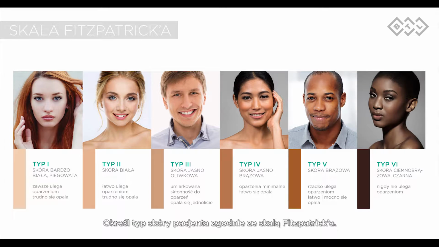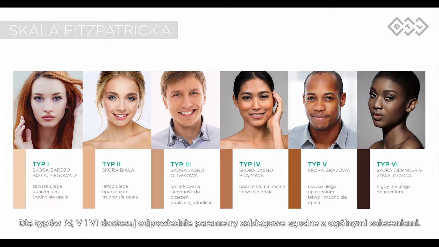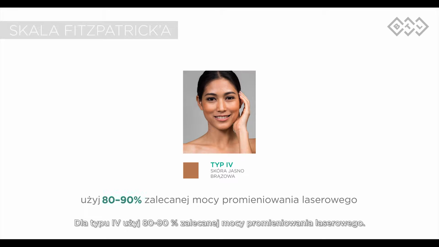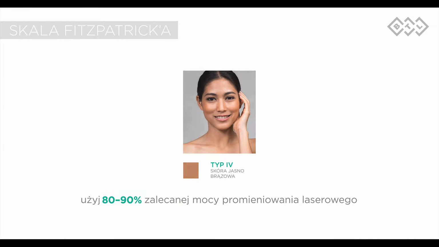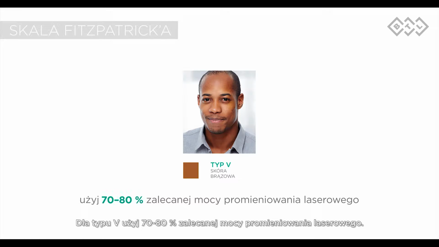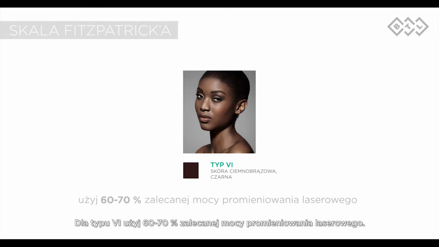Assess the patient's skin type according to the Fitzpatrick scale. For types 1, 2 and 3, no parameter adjustments need to be made. For type 4, use 80 to 90% of the recommended maximum power. For type 5, use 70 to 80% of the recommended maximum power. For type 6, use 60 to 70% of the recommended maximum power.